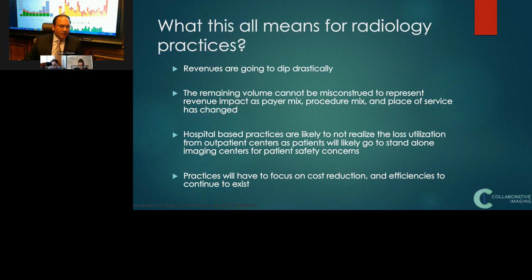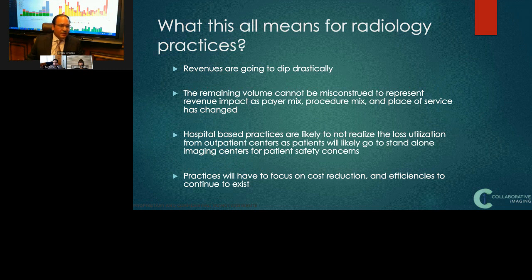So what does this mean for radiology? It means that revenues are going to dip drastically. We're seeing practices go out of business. We're seeing practices trying to sell to other groups. We're seeing independence of these practices at stake now. The remaining volume, again, just because volume's gone down by 20% or 30%, doesn't mean that revenue's gone down by 30%. It actually means revenue's gone down by a significantly larger percentage because the payer mix has changed and the modality mix has changed so much that 30% of volume could represent 60% of revenue.